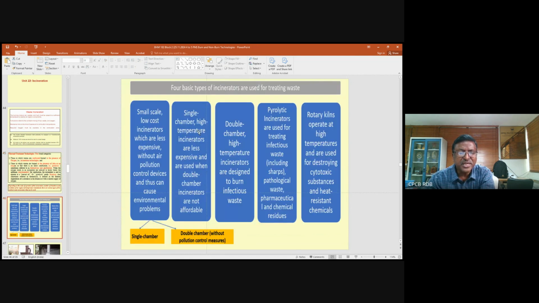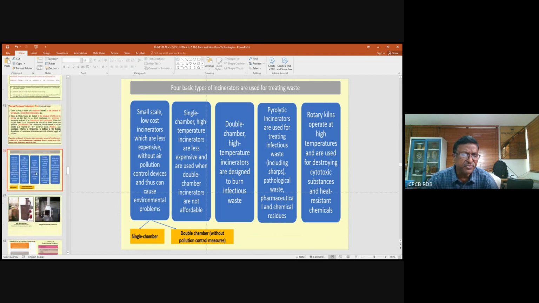As for the basic steps I told you, there are 4 types of methods. First, single chamber, small scale, low cost incinerators where you can maintain high temperature. Then double chamber, high temperature incinerators are available, and pyrolytic incinerators, which are the conventional incinerators. As a part of incineration we also have rotary kilns. What are they? Let us see. Generally, the small scale, low cost chambers are single chamber incinerators. It is not permitted, and this can be further divided into a category such as double chamber without pollution devices. Let us have an example, since reading this is difficult to understand.